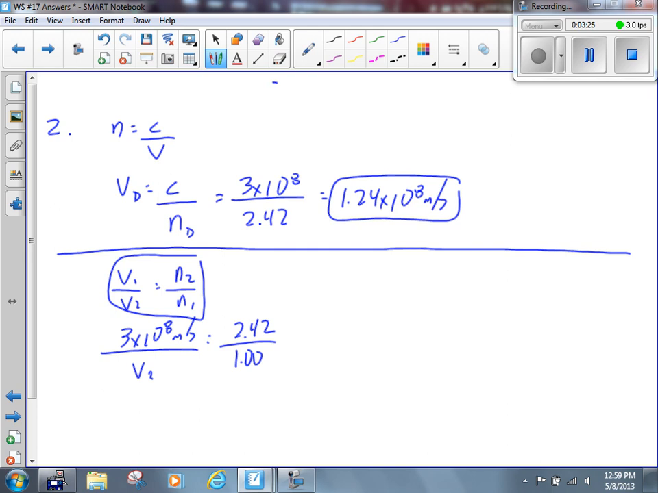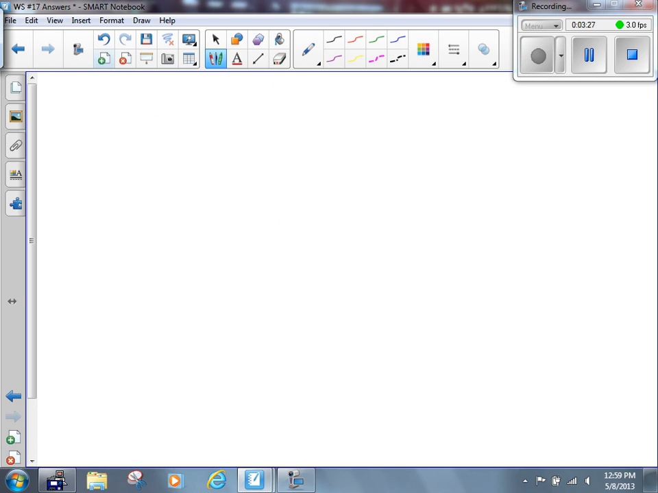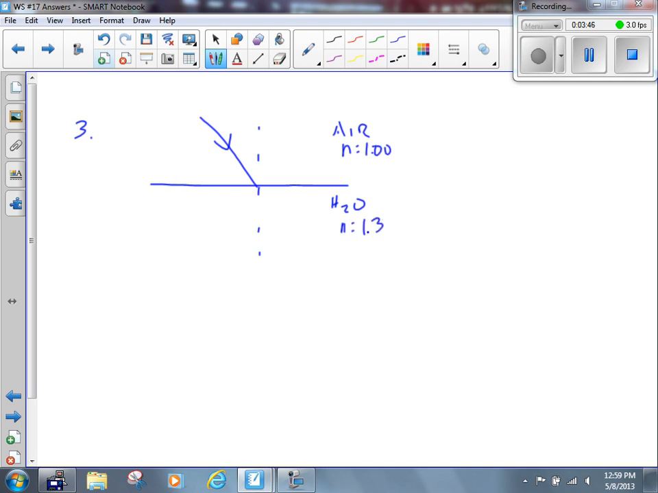Question 3 says a ray of light passes from air into water. Let's draw this out here. Ray of light passes from air into water. Okay, we want to determine the speed of light in the water. First of all, we know that the index of refraction of air is 1.00, and the index of refraction for water, which is on that table again, is 1.33.